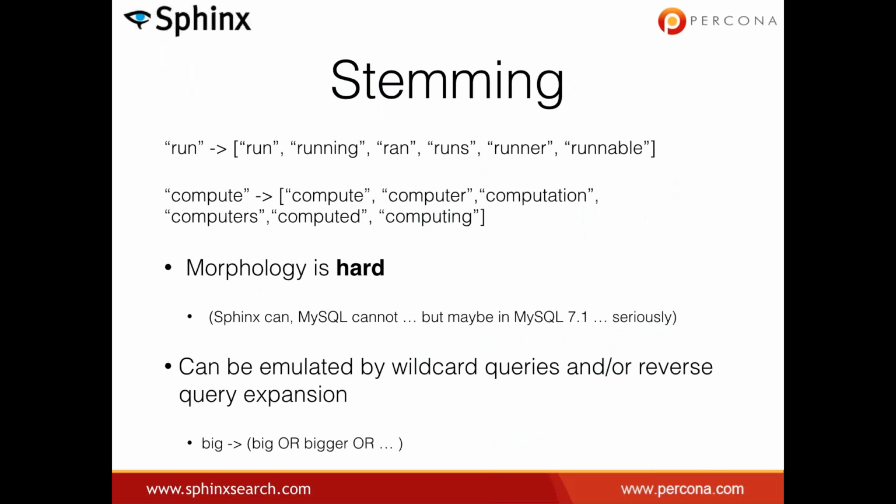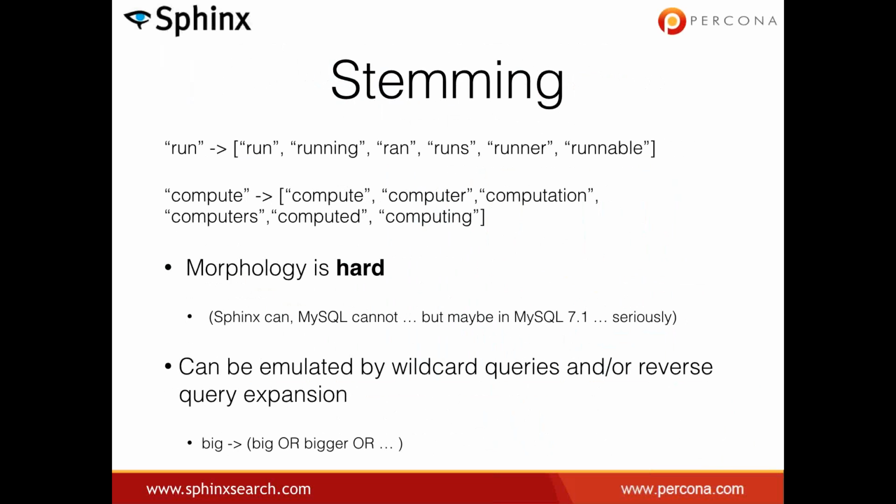Stemming means to not index each word as it appears after lexing, but rather transforming it into its morphological root and indexing that instead. And two obvious examples of that are here. The words run, running, ran, runs, runner, and runnable can all be indexed as run. Similarly, compute, computer, computation, computers, computed, and computing all share the similar root of compute. And it's trivial to think of 1,000 more examples like this.